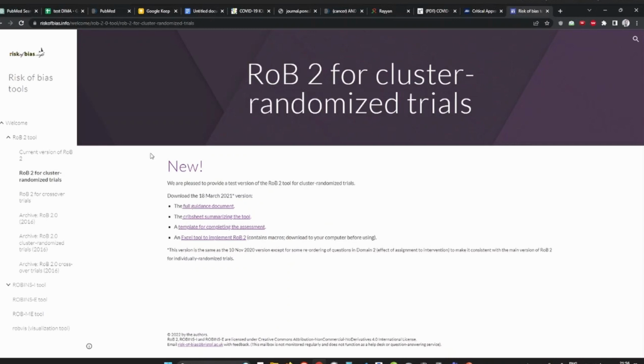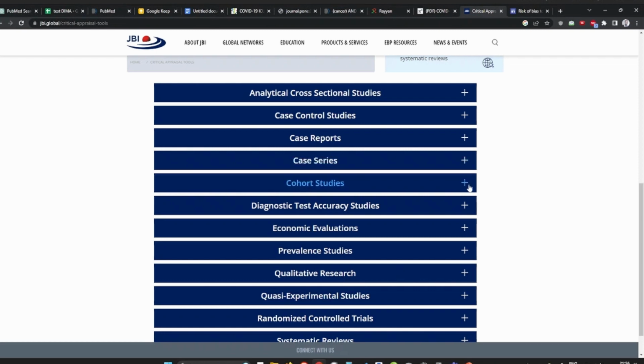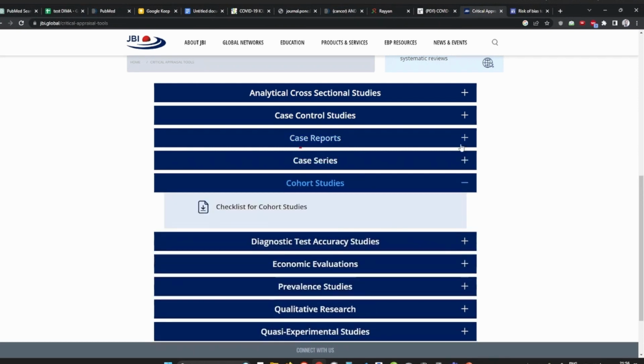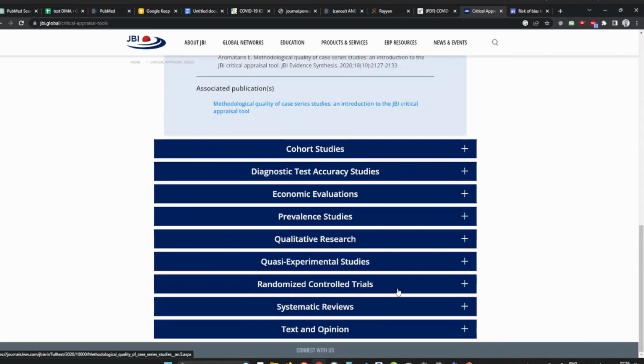We transfer all the information they have into an Excel sheet. We'll make 2 different Excel sheets for the first and the second author, and we'll appraise on the basis of whatever questions and scales they have given us for randomized control trials. The same thing will happen if you have included cohort studies, case series, or different types of studies. So this will be the quality appraisal part.